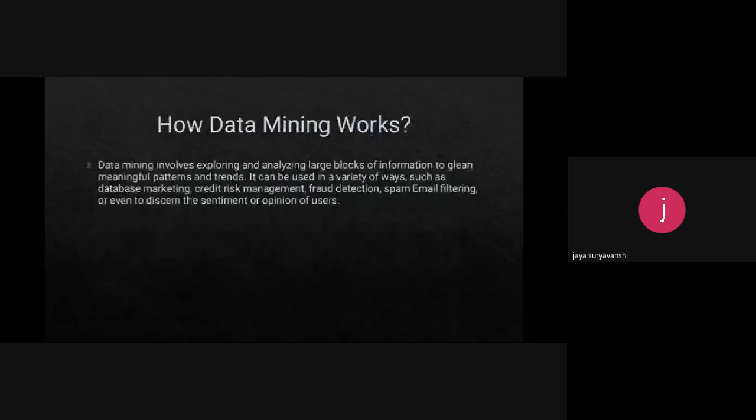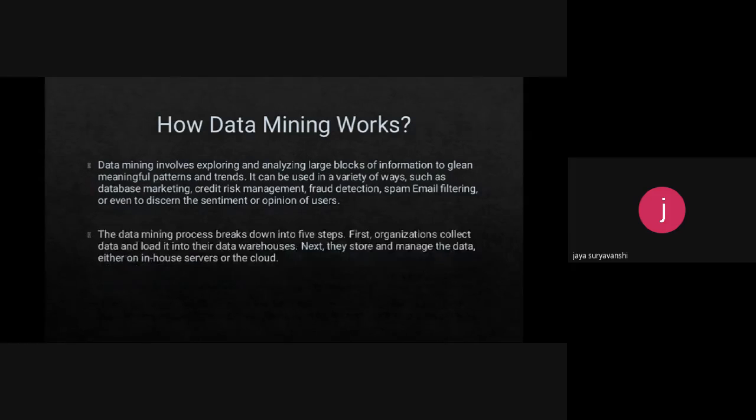So how does data mining work? Data mining involves exploring and analyzing large blocks of information to gain meaningful patterns and trends. It can be useful in a variety of ways such as database marketing, risk management, fraud detection, spam email filtering, or even to discern the sentiment or opinion of a user.